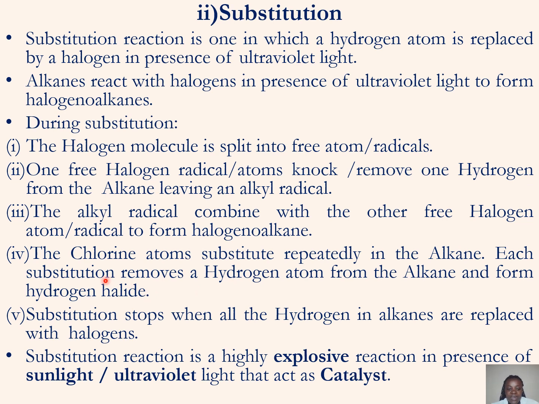Okay, then the chlorine atoms substitute repeatedly in the alkane, so it does not stop. As long as we have another halogen, it will continue to break and combine with the alkane repeatedly. So it does not leave an alkane until all the hydrogen atoms have been replaced. So each substitution removes a hydrogen atom from the alkane and forms a hydrogen halide. Substitution stops when all the hydrogen in the alkanes are replaced with the halogen. And the substitution reaction is explosive in presence of UV light. The UV light acts as a catalyst.